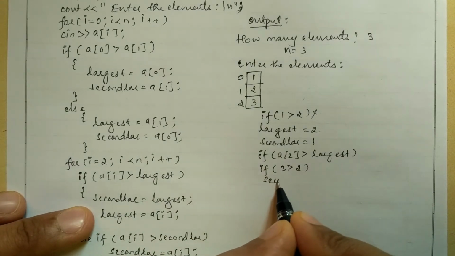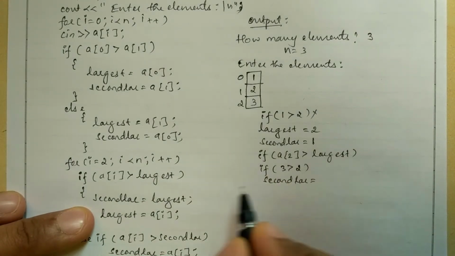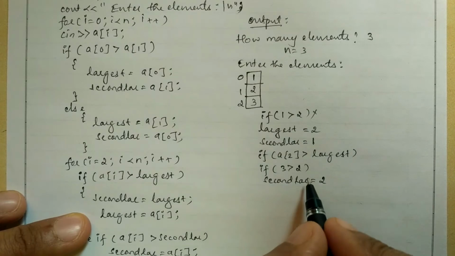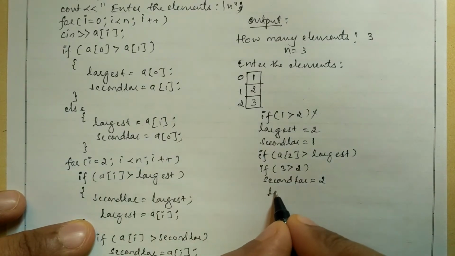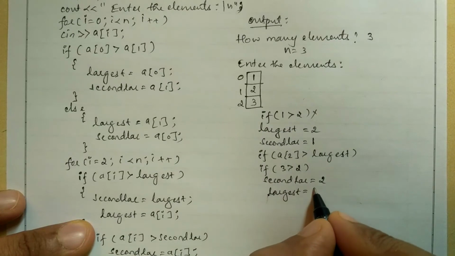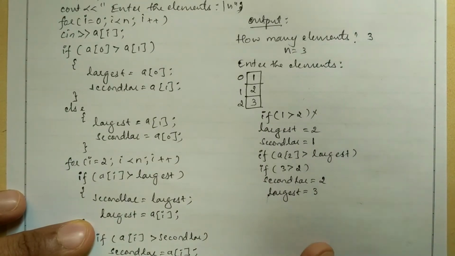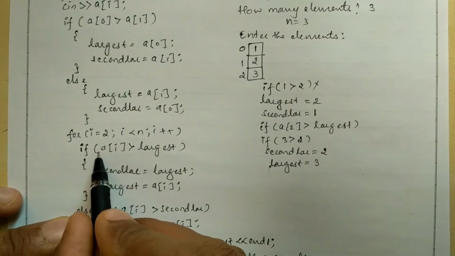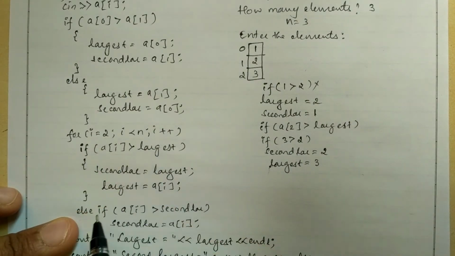So here we are going to initialize second largest equal to largest. What is the value of largest now? 2, right? So we are going to assign this 2 to second largest. Next we'll write largest is equal to a of i. For the first time, a of i is a of 2, and a of 2 is 3. So here largest is initialized with value 3. Next, else if. Since the if is true, this particular statement will not be checked, correct?